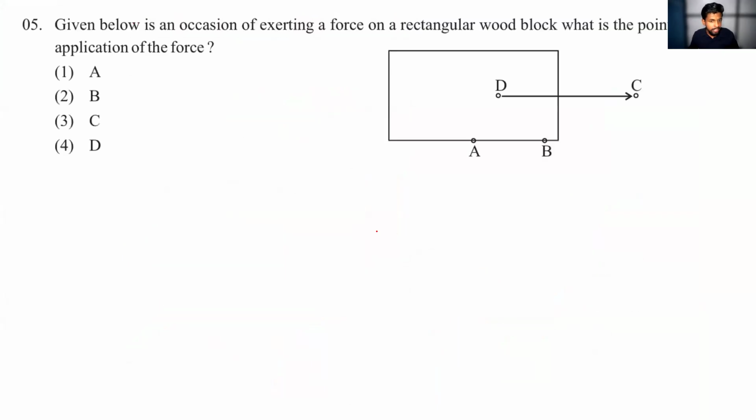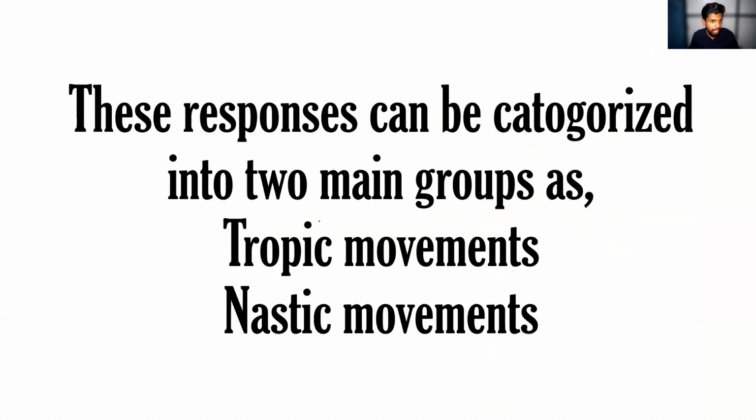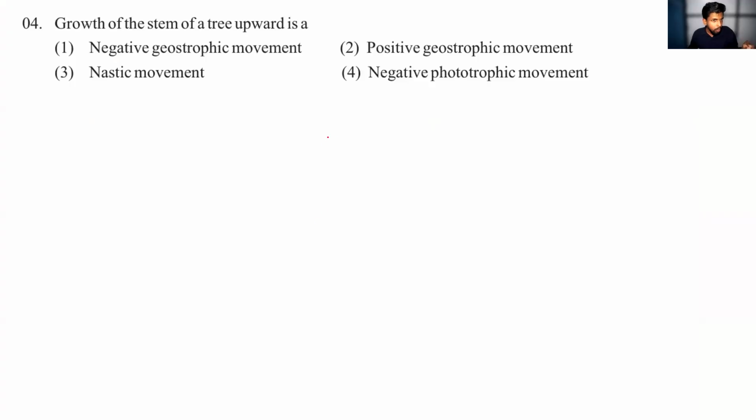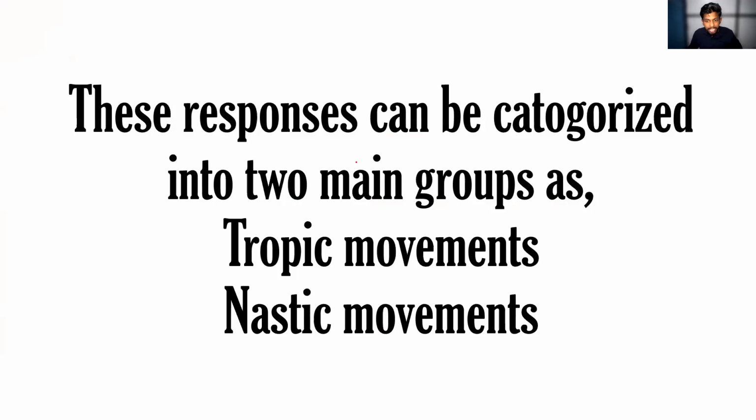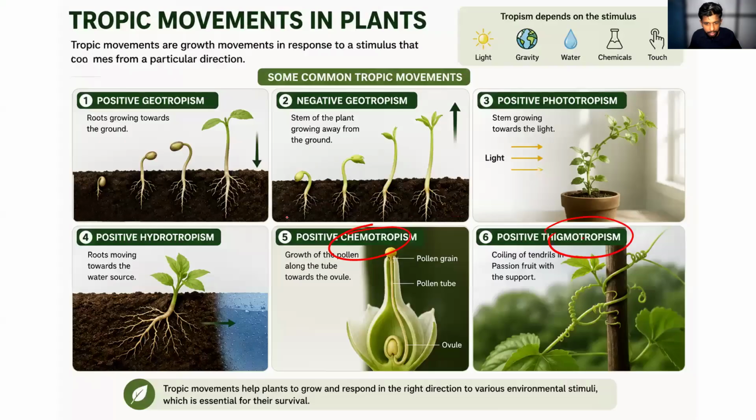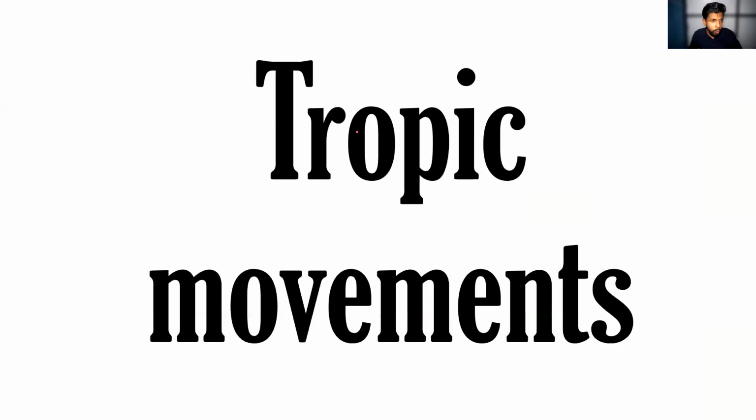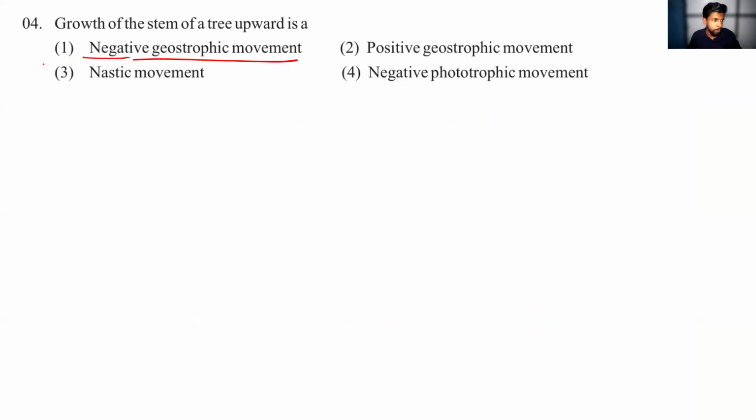Okay. Now we'll discuss the answer for this one, right? Here they are asking in the discussion, growth of the stem of the tree moving upward. That means that is negative geotropism, because geotropic means downward, right? The gravity is downward. Look at this picture. The gravity is downward, but the stems are moving upward. They are called negative geotropic movement or negative geotropism. So option number 1.